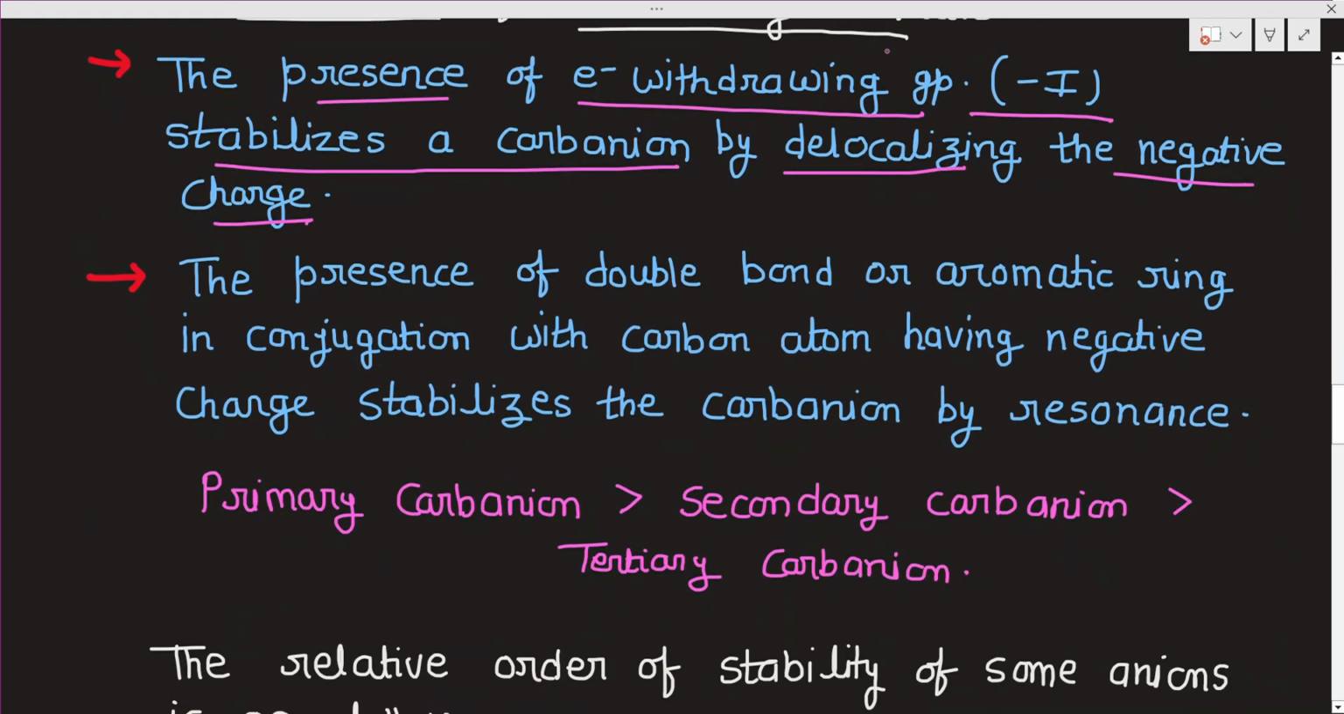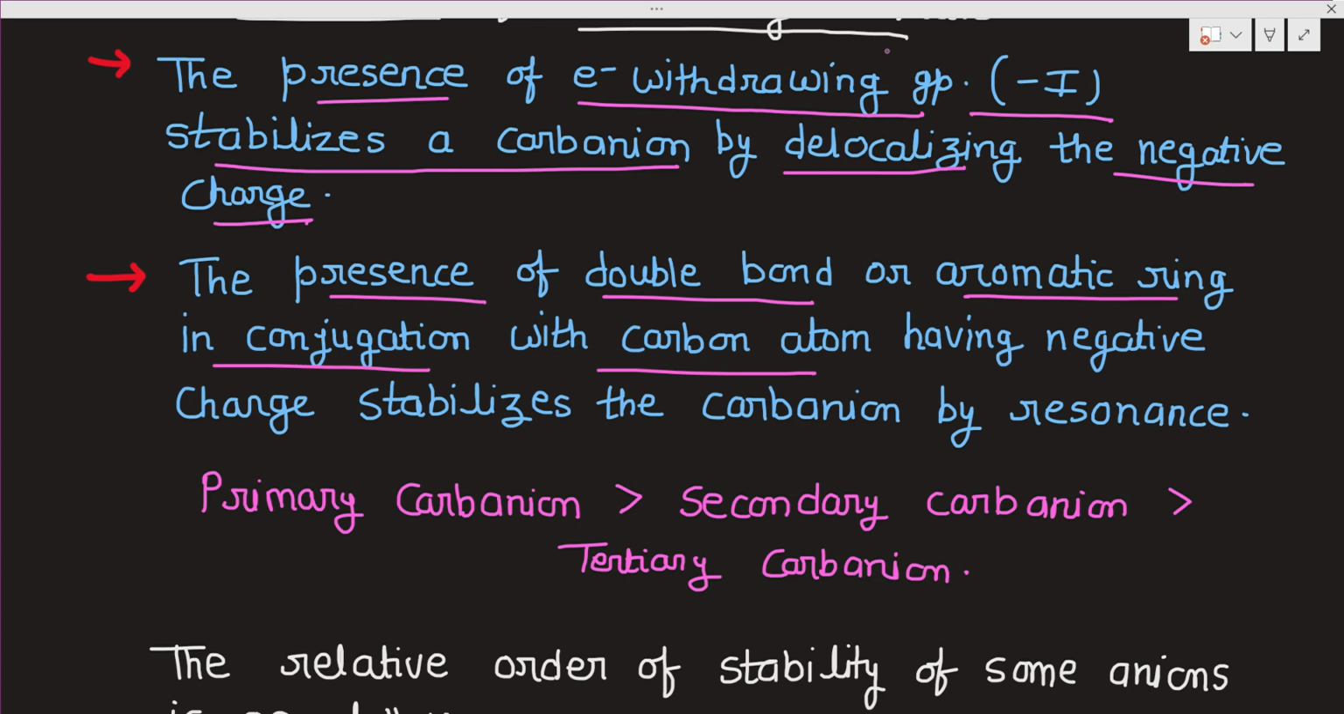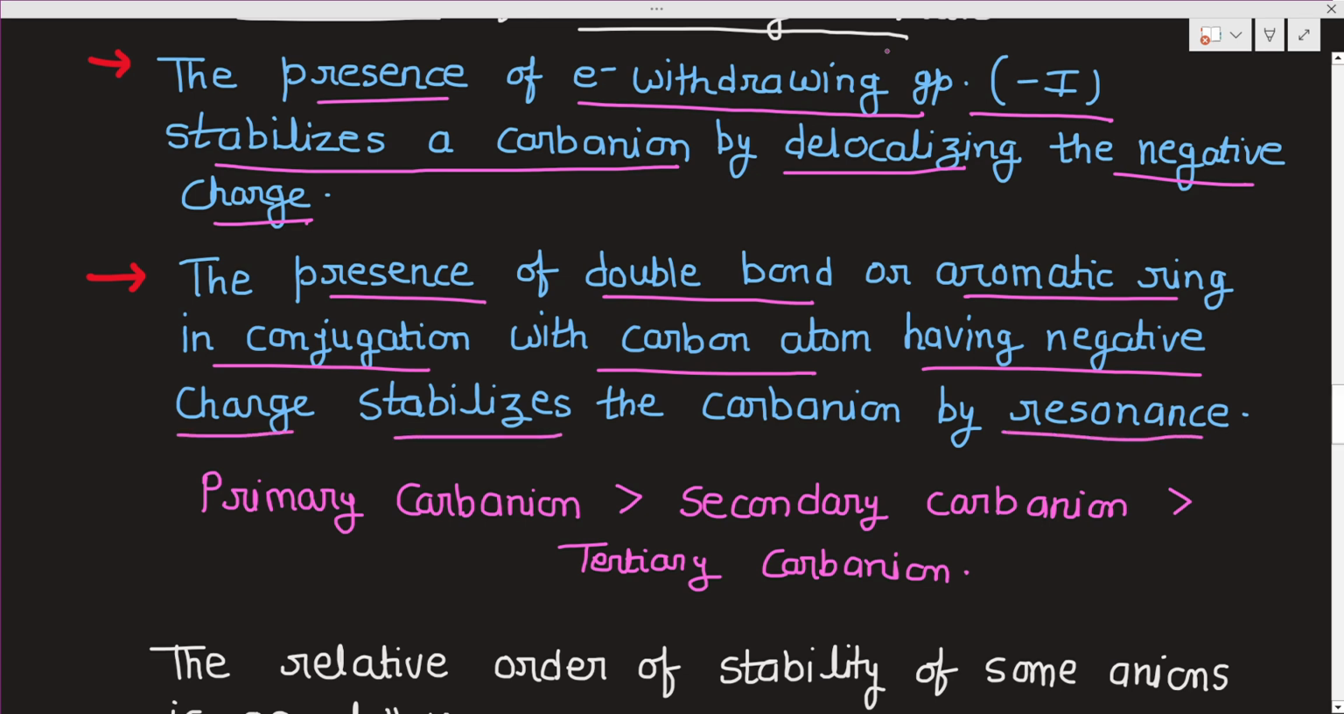Or there may be another condition. If there is the presence of a double bond or aromatic ring in conjugation with the carbon atom, then what will happen? There will be the conjugation. There is the conjugation means there will be the resonance of the negative charge. So this negative charge stabilizes by the resonance.